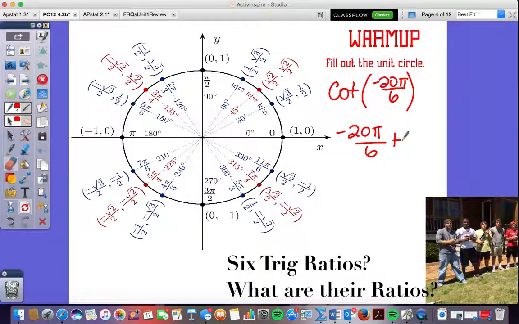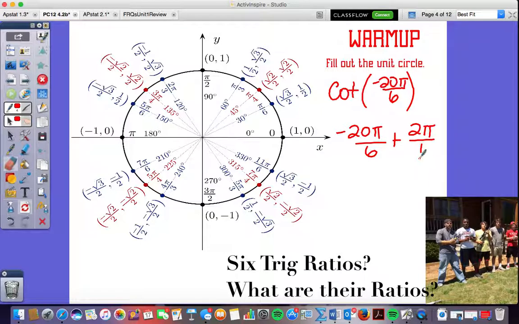Add what? 2 pi. Good. Wait, why 2 pi? Yeah, good question. So -20 pi over 6 is a big angle, right? What happened is it's already gone backwards because it's negative a couple times. So what we want to do is find something more simple. I'm just rotating around and seeing where we land, okay?